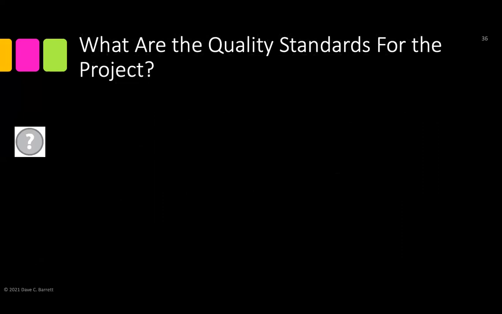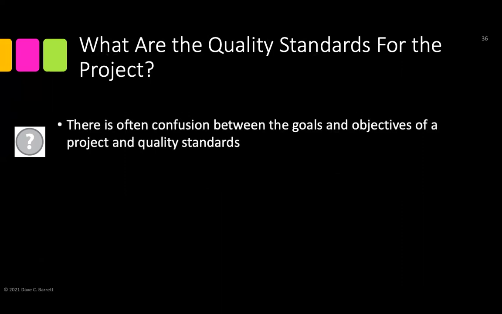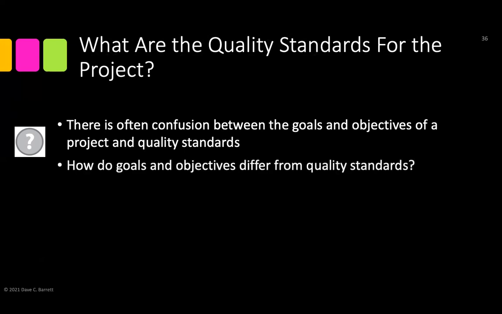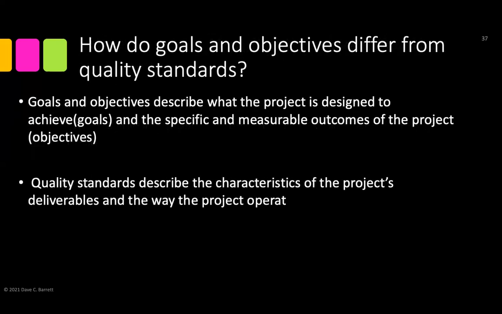Okay, now what are the quality standards for the project? Sometimes it is very confusing. Sometimes we confuse the goals and objectives of a project with quality standards. So how do goals and objectives differ from quality standards? Now we are going to talk about it. Goals and objectives describe what the project is designed to achieve, the goal, and specific and measurable outcomes of the project. And quality standards describe the characteristics of the project's deliverable, the way the project operates.